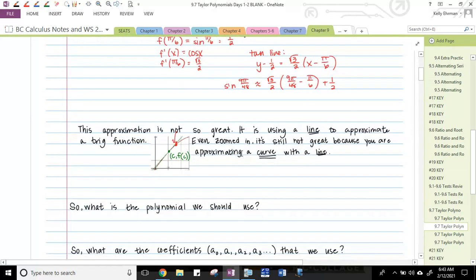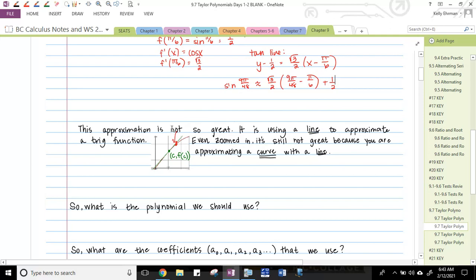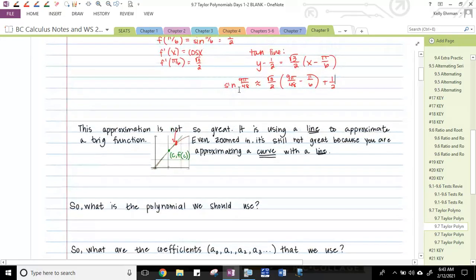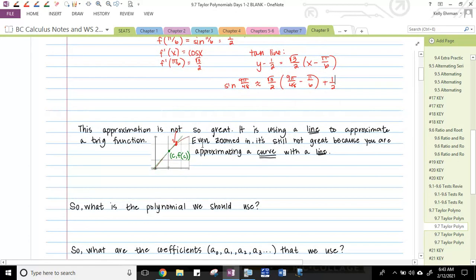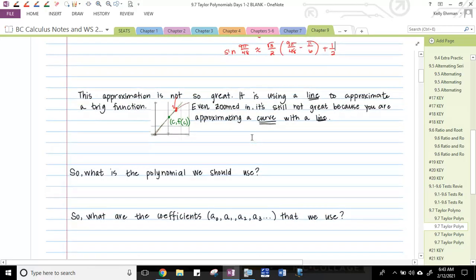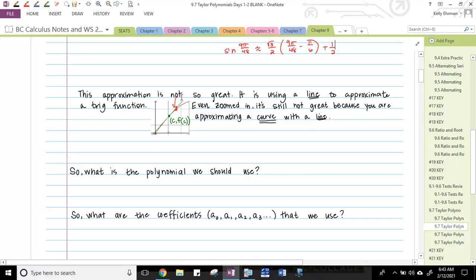This approximation isn't bad, but it might not be as good as it could be because, again, we're using a line to approximate a trig function, which is a curve. So now if you really do put this into your calculator and zoom in, the value we get is awfully close to the calculator approximated value. But again, there's got to be a better way than approximating a curve with a line. All right, so what do we do?